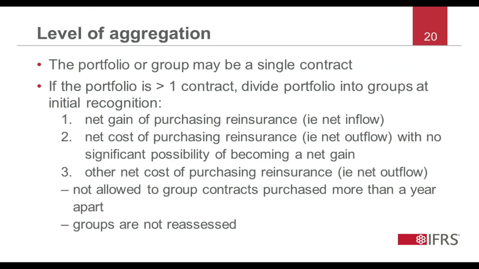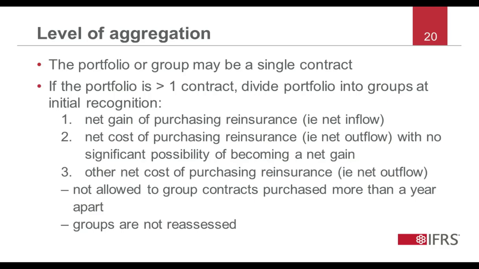A key requirement for the measurement of the contractual service margin is the level of aggregation. Reinsurance contracts held are aggregated into groups according to the requirements on the aggregation of contracts in the standard, except that reinsurance contracts held cannot be onerous. For some reinsurance contracts held, applying the requirements on aggregation will result in a group that comprises a single contract.